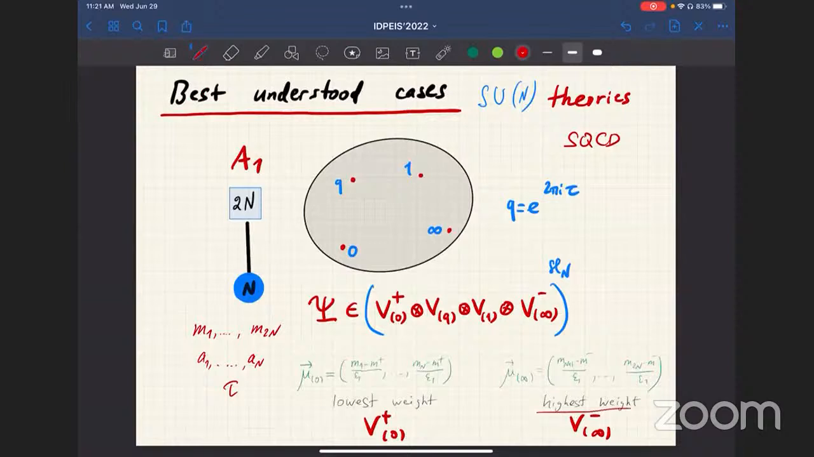These weights are determined by the masses of my quarks. And so I have 2N quarks. I split them into two sets of N quarks each. And so one defines the lowest weight of the lowest weight module, and the other defines the highest weight of the highest weight module.